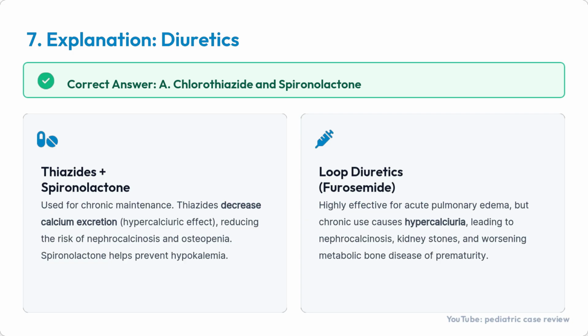The correct answer is option A, chlorothiazide and spironolactone. This combination is used for chronic maintenance because thiazides decrease calcium excretion, thereby reducing the risk of nephrocalcinosis and metabolic bone disease. Spironolactone is added to prevent hypokalemia. Chronic loop diuretics like furosemide cause hypercalciuria and should be avoided for long-term use.